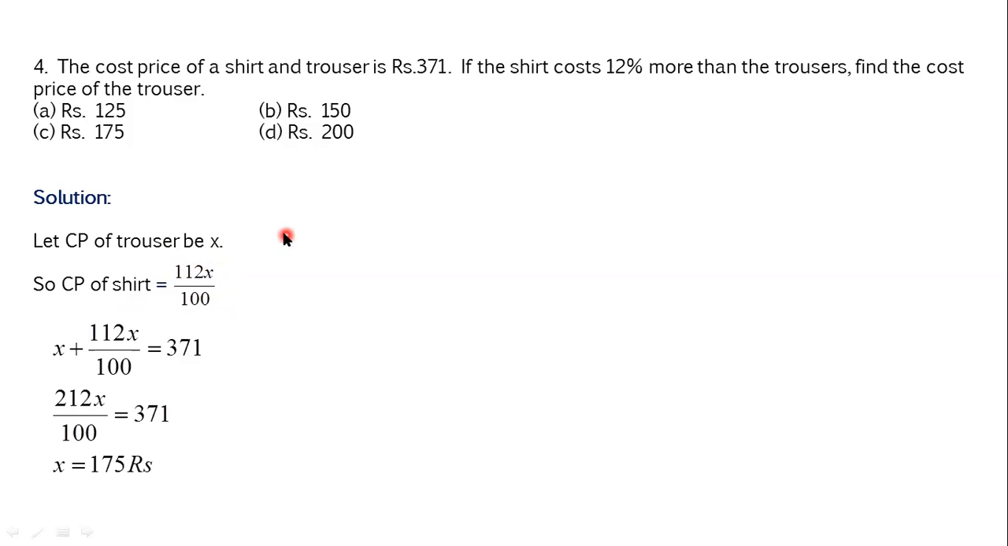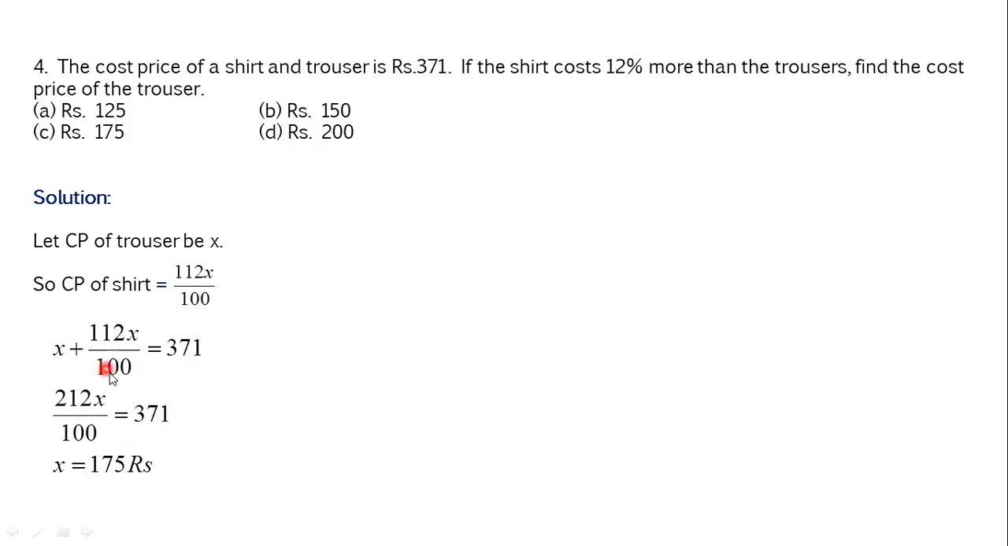How are you getting this? X plus 12X upon 100, so it will be 112X upon 100. Now, what is the cost price of shirt and trouser? Total cost rupees 371. So can we say X plus 112X upon 100 is equal to 371? Is this equation right? Yes, because we have been given the total cost of shirt and trouser. So just solve this equation and find out X.